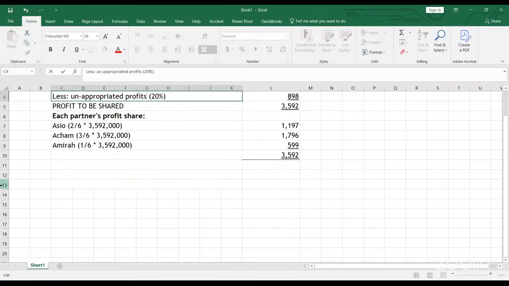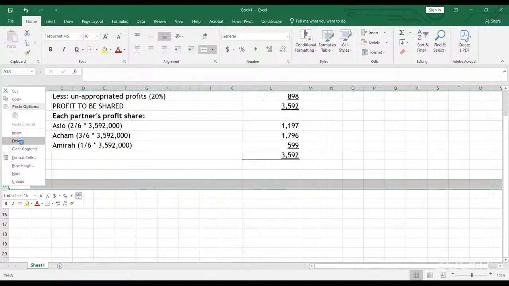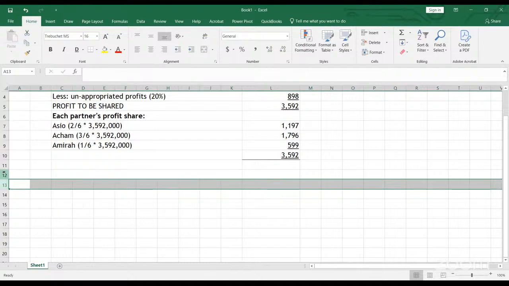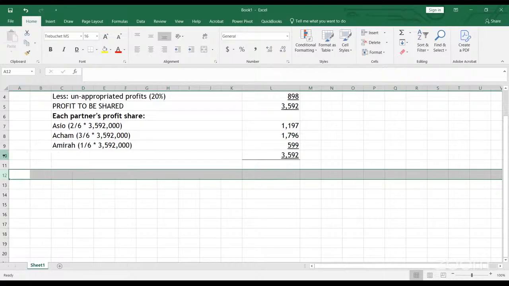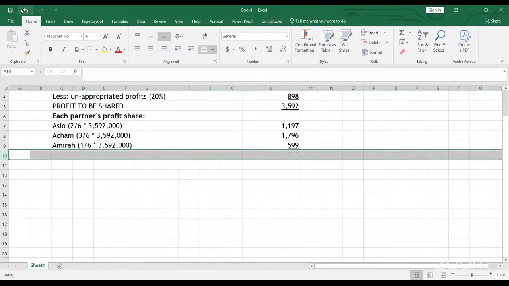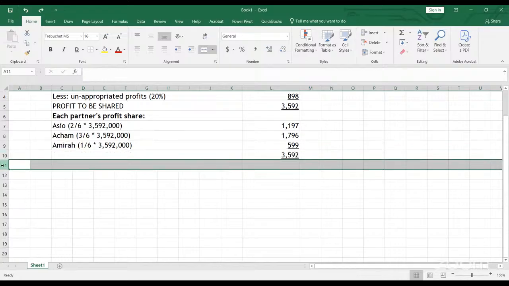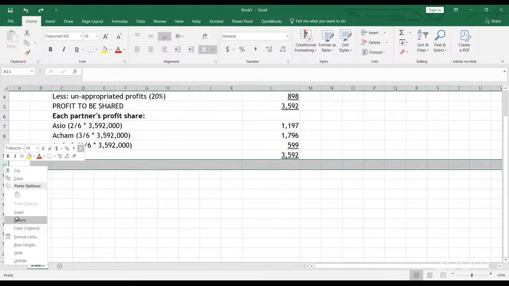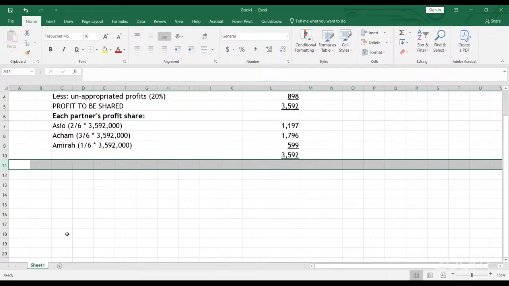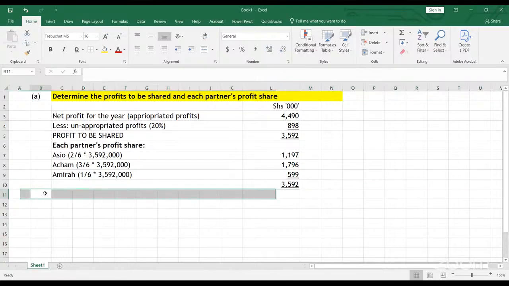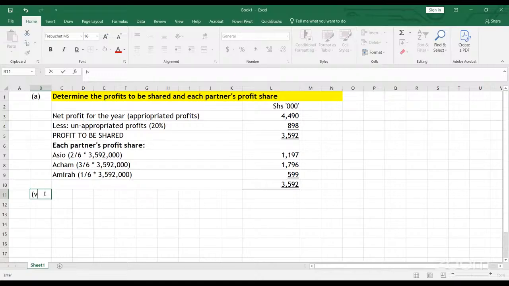Part B is asking for what? Partners capital and current accounts. Let us prepare the partners capital and current accounts. I've talked about those accounts that if they're using the fixed capital plus current account, then they will be prepared into different accounts. So let us try to prepare those accounts.